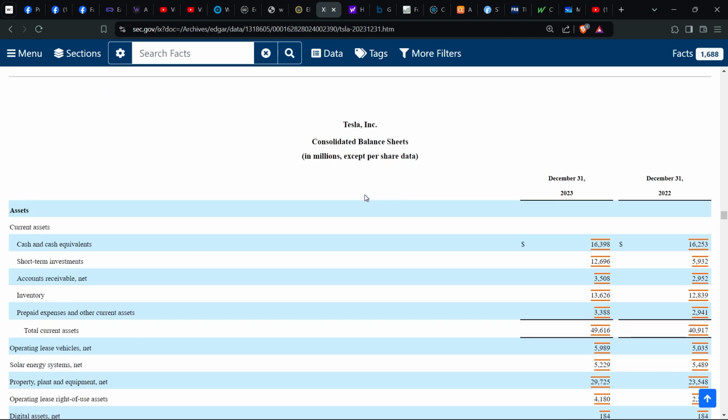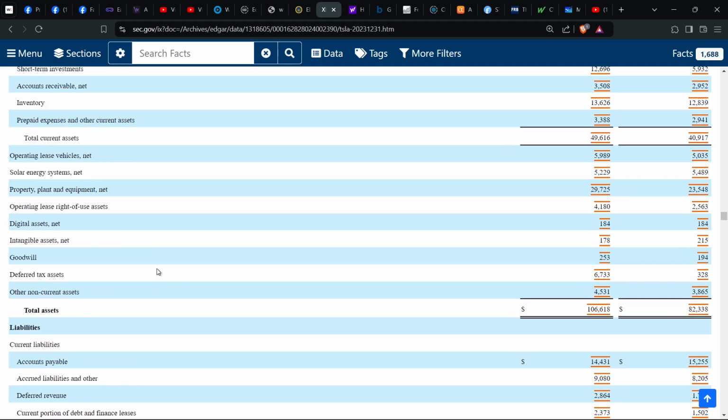Yeah, you can see this is the official EDGAR website for the SEC. The balance sheet shows the positions, the assets and liabilities of a company at a specific point in time, meaning as at December 31st, 2023. This is how Tesla had its assets and liabilities.